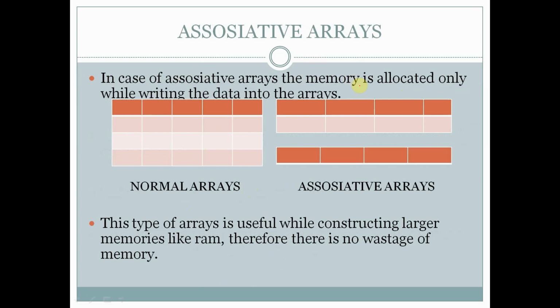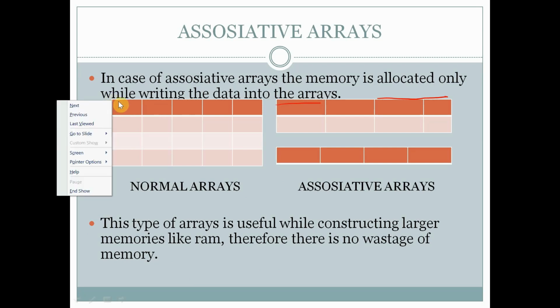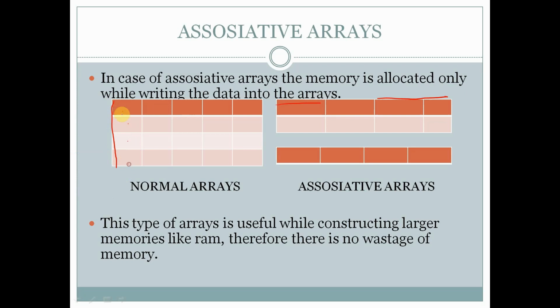In the case of associative arrays, the memory is allocated only while writing the data into the arrays. For example, here while declaring the size of the array, 4 memory locations are allocated: 1, 2, 3, 4. While declaring the size of the array itself, 4 memory locations are created here. Whereas in the case of an associative array, the memory is allocated only while writing the data into the array.